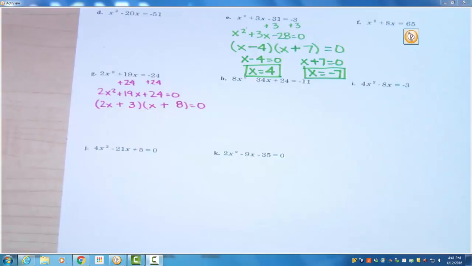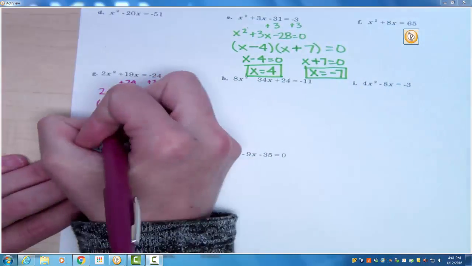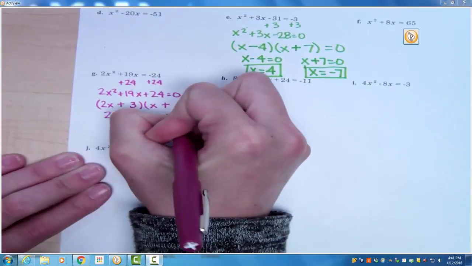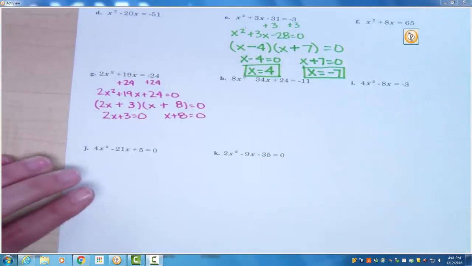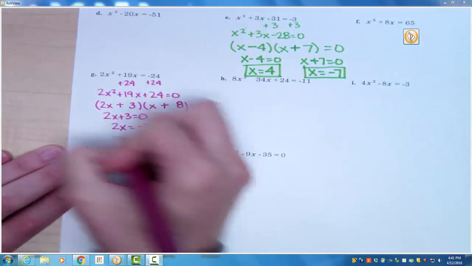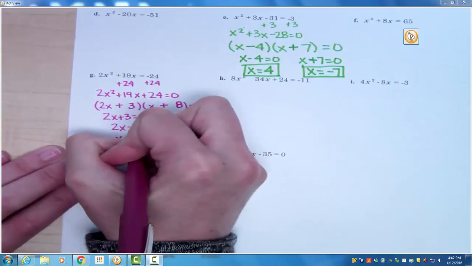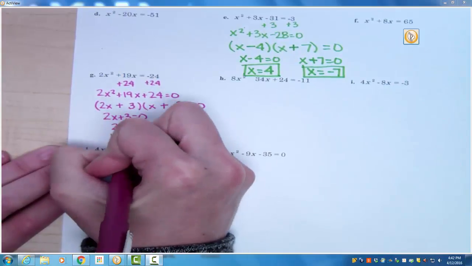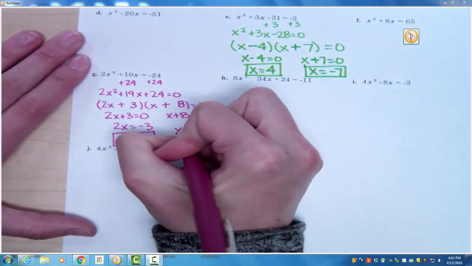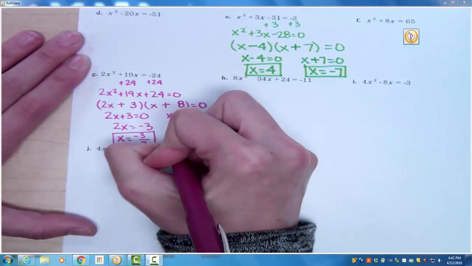So 2x plus 3 and x plus 8, and I set each one of those equal to 0. So 2x plus 3 equals 0, x plus 8 equals 0, and I subtract 3 from both sides, so 2x equals negative 3, and divide by 2, x equals negative 3 over 2. So there's one of them, and then here I just subtract 8 to get that x equals negative 8.